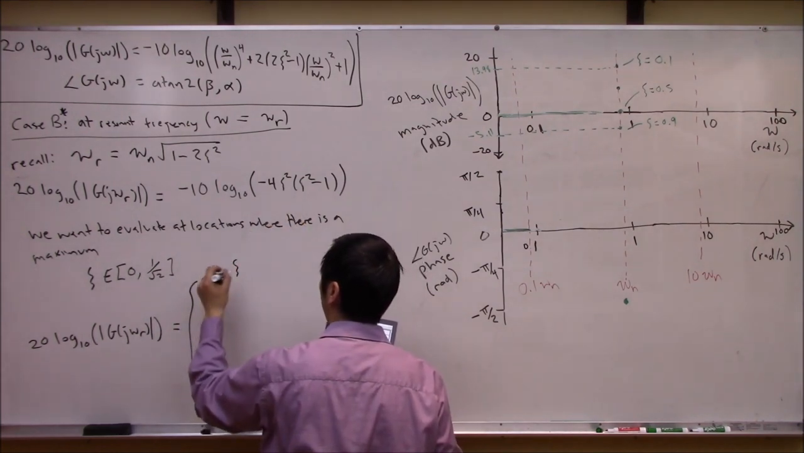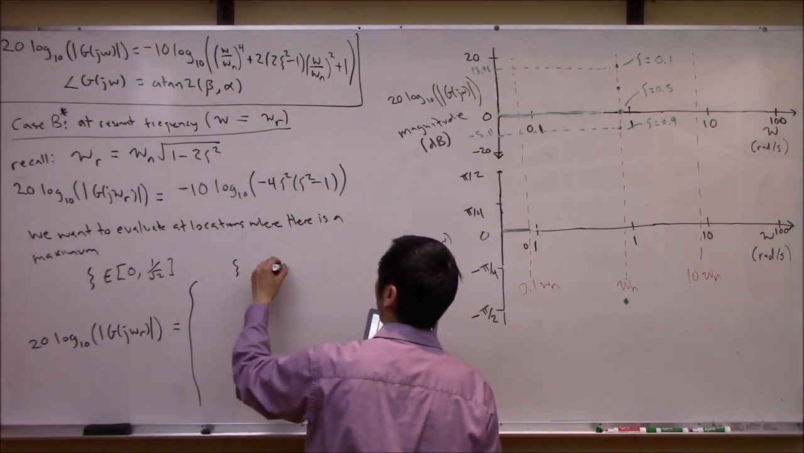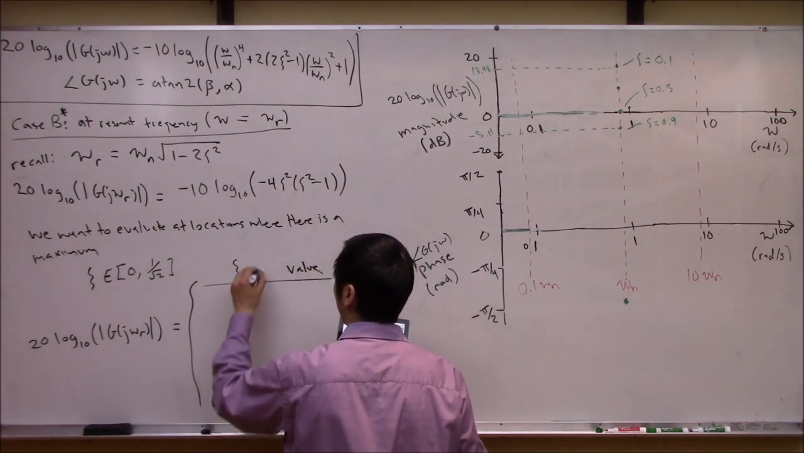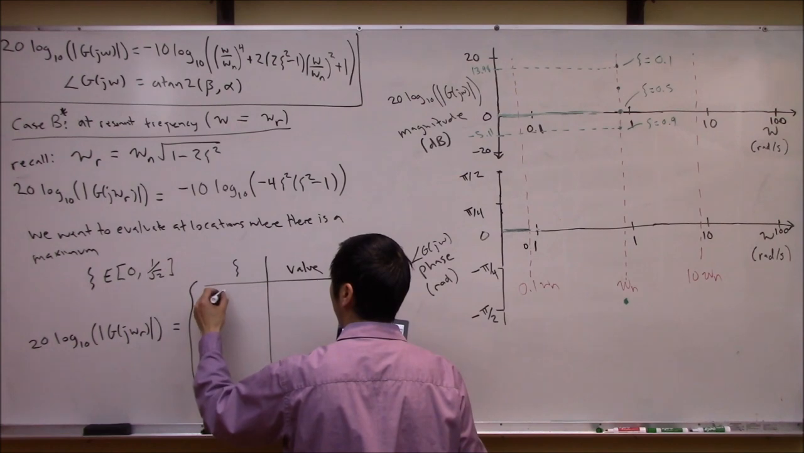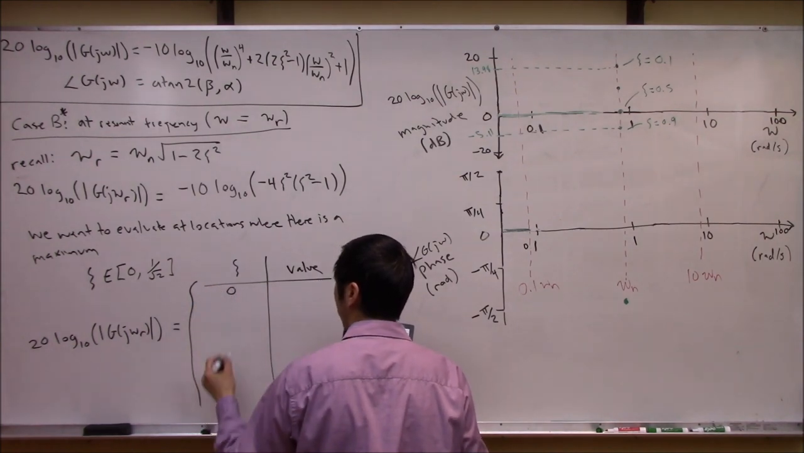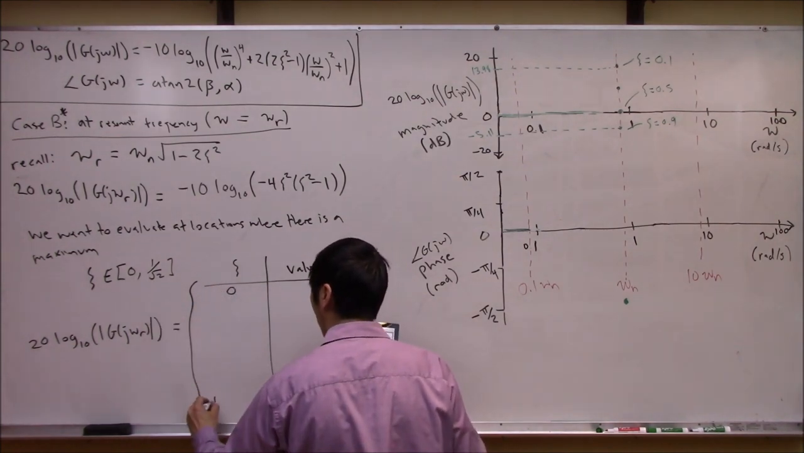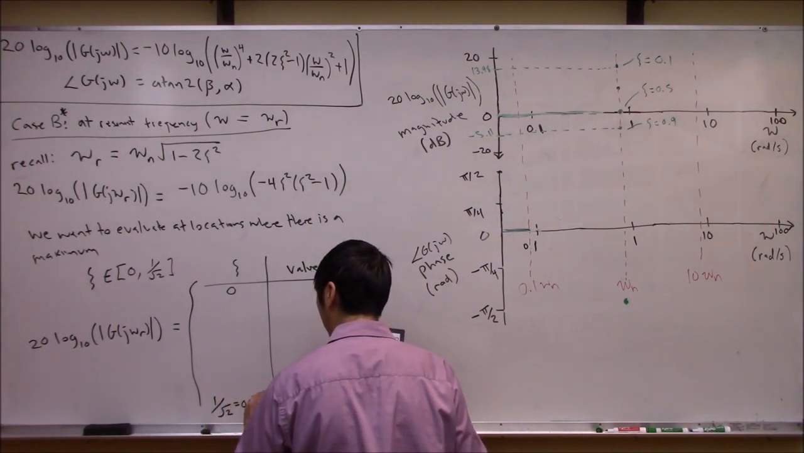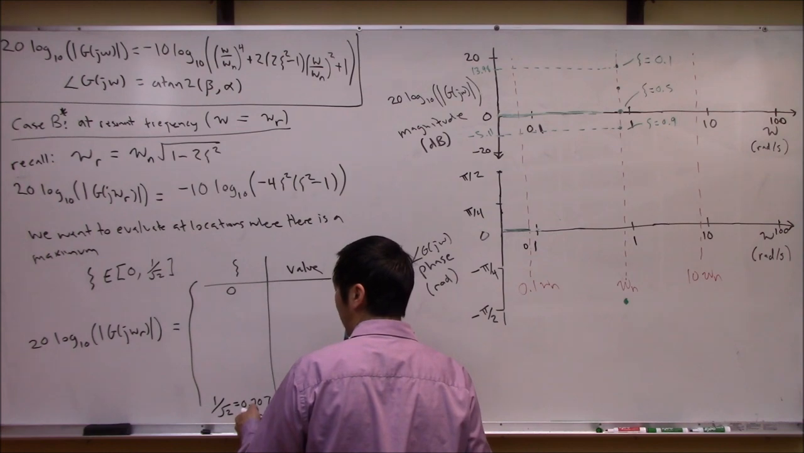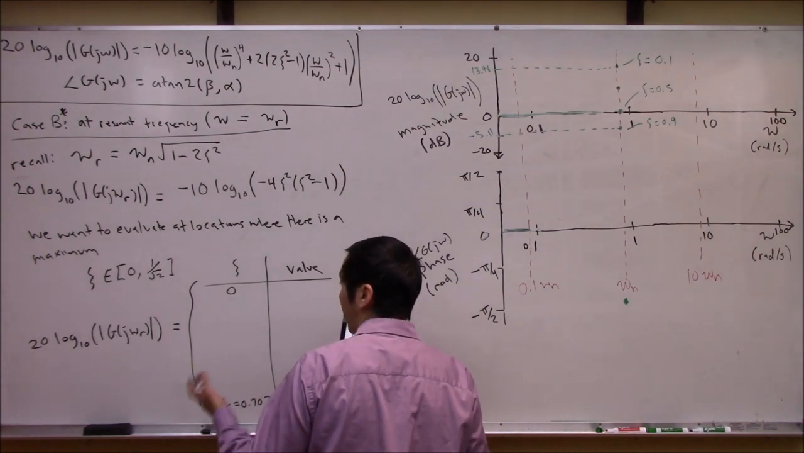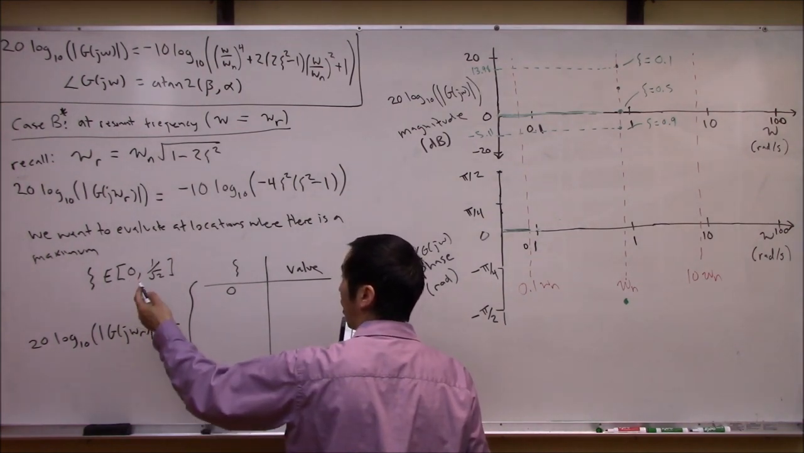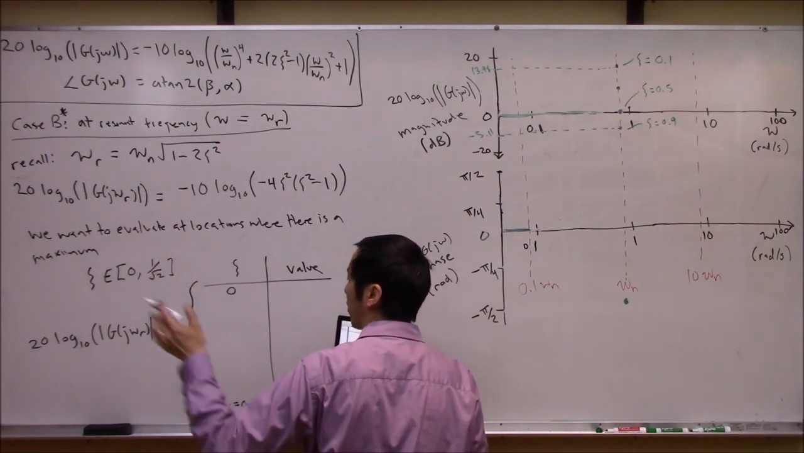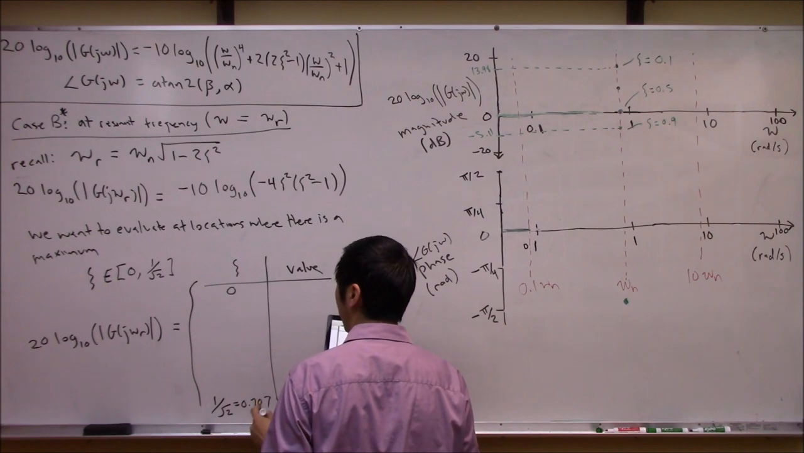So again, let's write down a table of zeta, and then let's write down the value of this expression. To bookend this, I want to start at 0, and then we're only going to go up to 1 over root 2, or 0.707. Because for any damping ratios above this, yes, you have a value of the Bode plot at that point, but it's not a bump. It's this monotonically decreasing scenario.